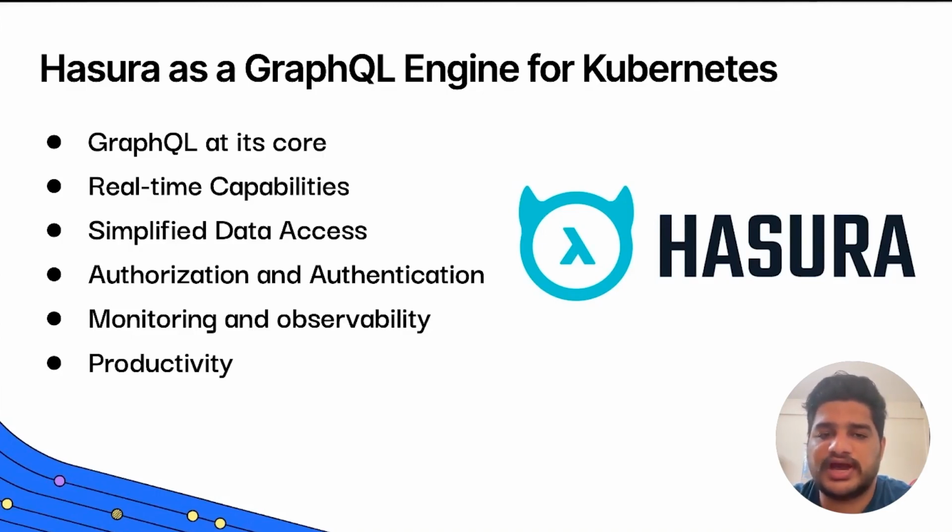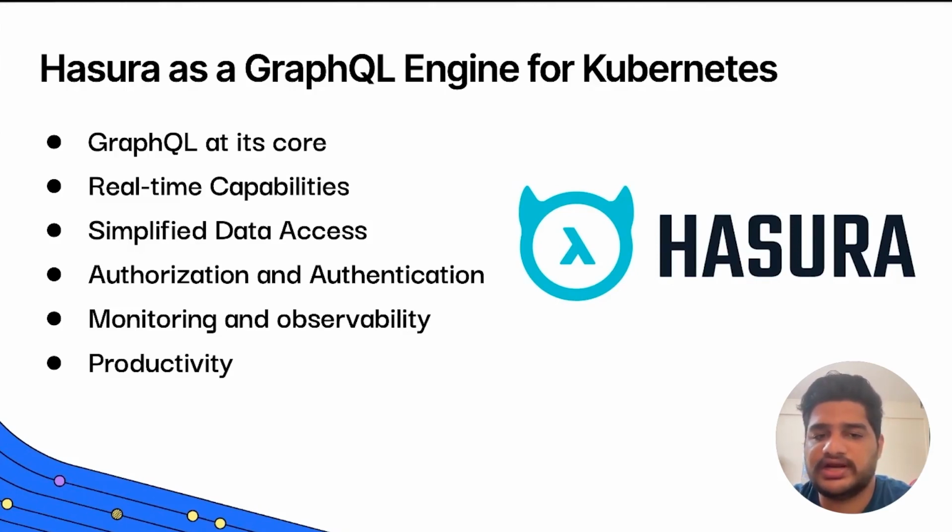Some of the reasons are that it's built on GraphQL. Number one, it's GraphQL at its core, which is a modern query language for APIs. With Hasura, you can create a GraphQL API for your data with minimal effort. This aligns perfectly with the principles of Kubernetes, which emphasizes container orchestration and scalability, and GraphQL, which optimizes data fetching and manipulation. So it's a very good combination.